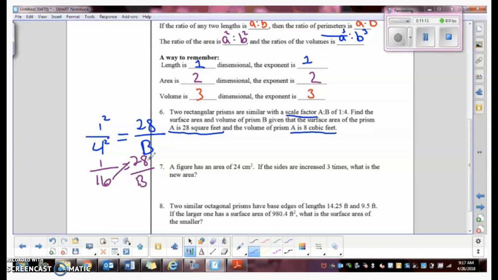We'll do a little cross multiplication. So 16 times 28, that's 448 equals B.